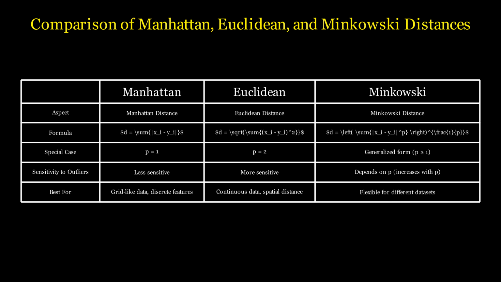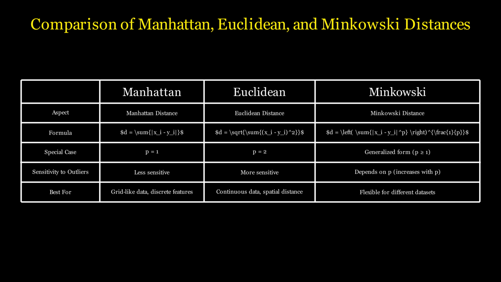For special cases, Manhattan distance corresponds to p equal to 1. Euclidean distance is a specific case where p equals 2. Minkowski distance can take any value of p greater than or equal to 1, making it a versatile metric. Manhattan distance is less sensitive to outliers because it only considers absolute differences. Euclidean distance is more sensitive to outliers as squared differences amplify large deviations. Minkowski distance's sensitivity depends on the value of p, increasing as p becomes larger.